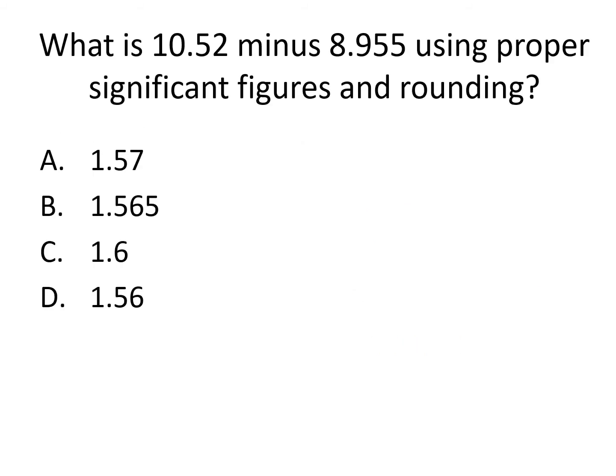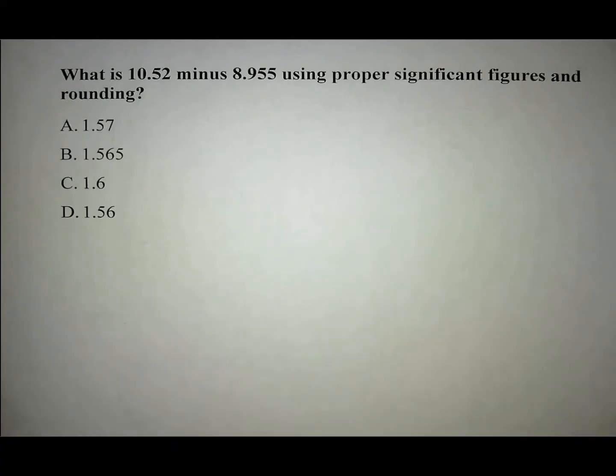What is 10.52 minus 8.955 using proper significant figures and rounding? Is it A, 1.57, B, 1.565, C, 1.6, or D, 1.56? I'm going to warn you right now that this is an all or nothing problem. You do not get partial credit for adding or subtracting correctly. I assume you know how to add and subtract. What I'm looking for is that you know how to apply the significant figures rules.